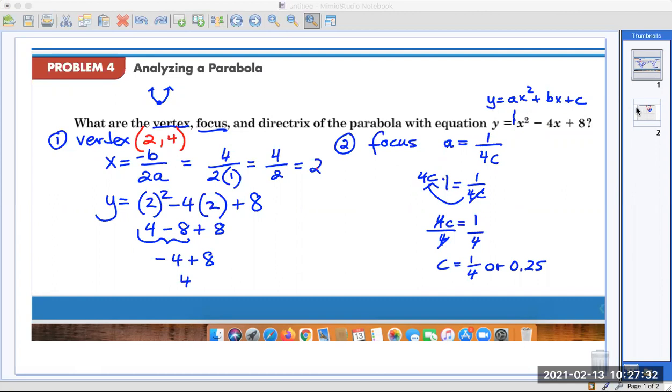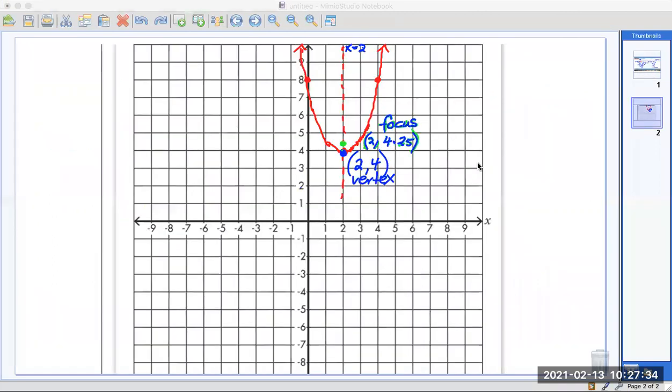So our parabola opens up and the directrix is the same distance from the vertex on the other side, on the opposite side as the focus. So the focus is 1/4, the directrix is 1/4, but on the opposite side, and it's going to be a horizontal line like this.